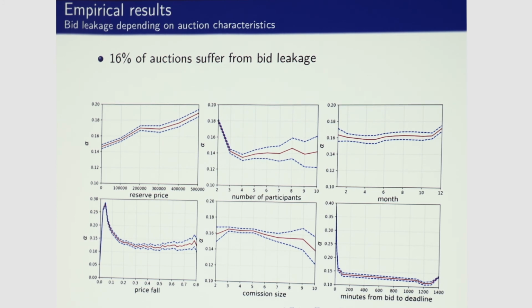And here are some pictures of how this probability depends on some auction characteristics. For example, top left is dependence on reserve price, so the maximal price of the auction. It makes perfect sense that the correlation is positive, because the more money there is in an auction, the more money there is to steal, right? The more inclined people are to engage in this kind of corruption.